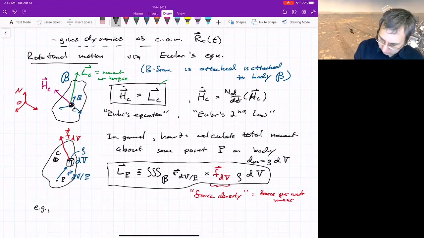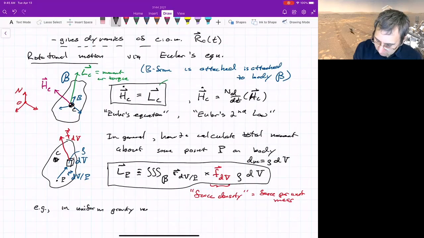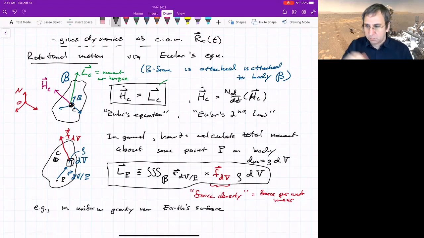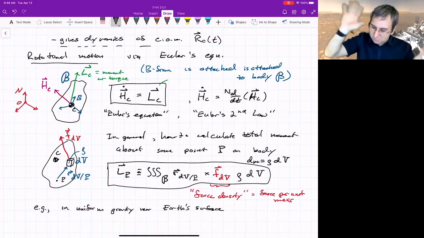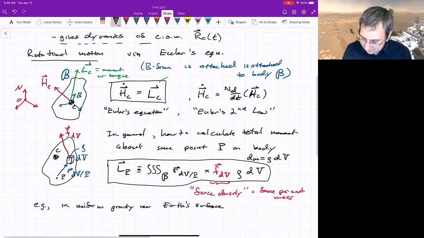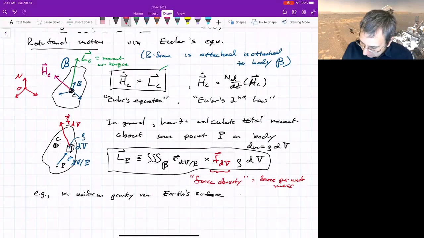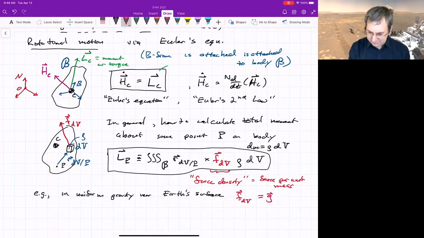For example, if we're in uniform gravity, like near the surface of the Earth. Later we won't be in a situation where we would consider the gravity uniform. When we talk about gravity gradient satellites, they actually use the fact that gravity pulling at the point closer to the Earth is stronger than at the point furthest. But for now, let's just assume uniform gravity. Uniform gravity means that the force density, the force per unit mass, has units of acceleration. So this is the direction of the gravitational acceleration.